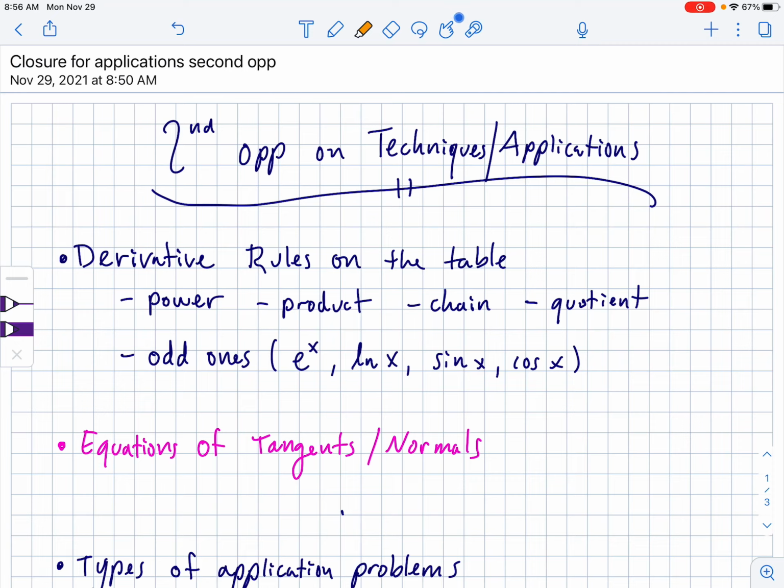IB AASL2. We got that test coming up. That's a second opportunity on both the techniques target and the applications target. Derivative rules that are on the table. It's everything. It's the whole shebang.